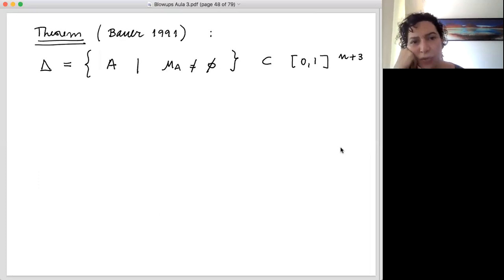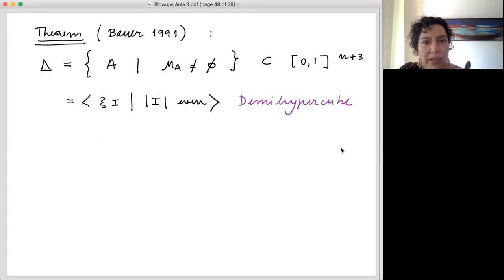So this was a theorem from 1991, where Bauer studied all these moduli spaces of parabolic vector bundles on P1, and he described the weight polytope for this problem. In other words, he looked at all the weights between 0 and 1 for which the moduli space M_A was non-empty. And he showed that this is a certain polytope inside the hypercube.